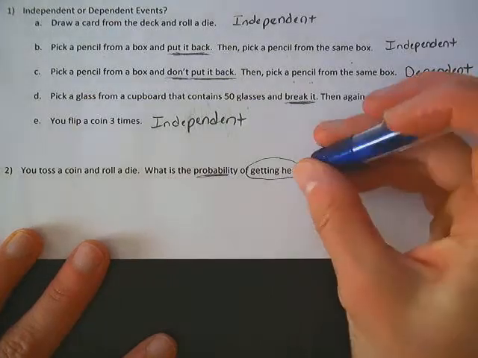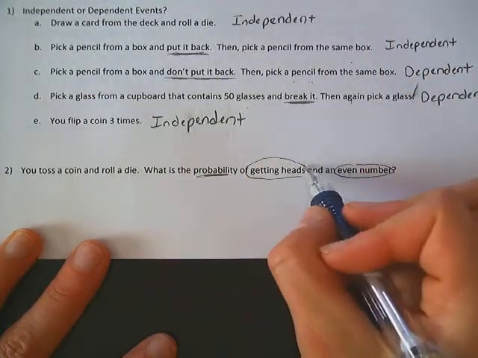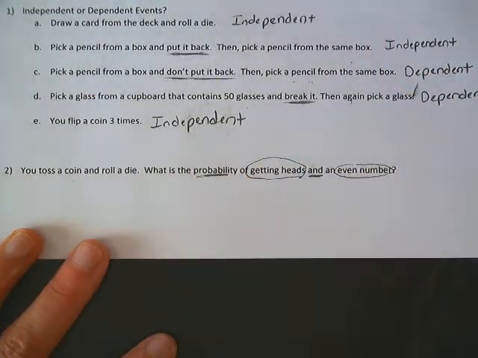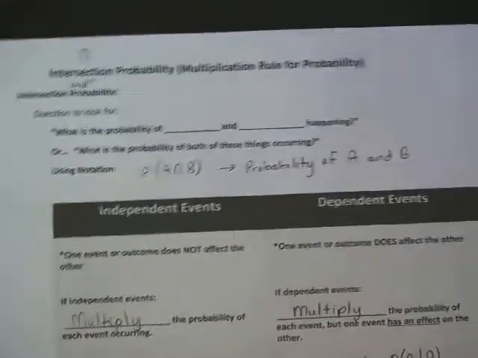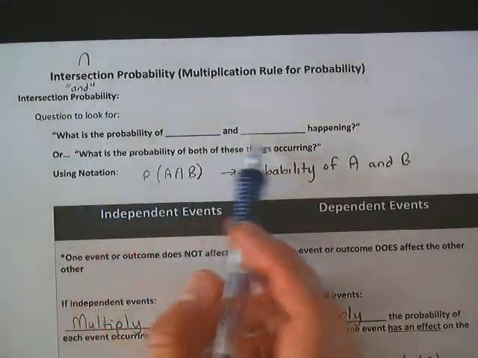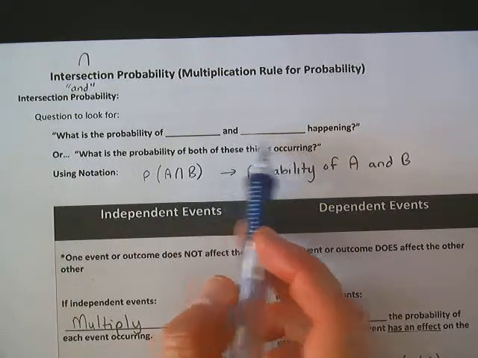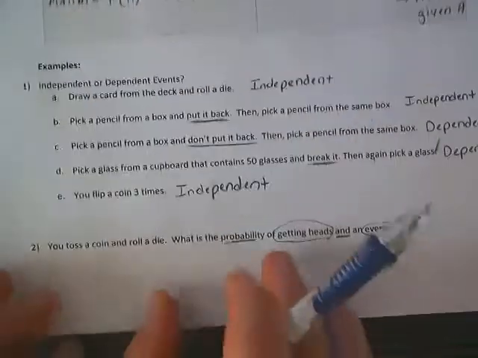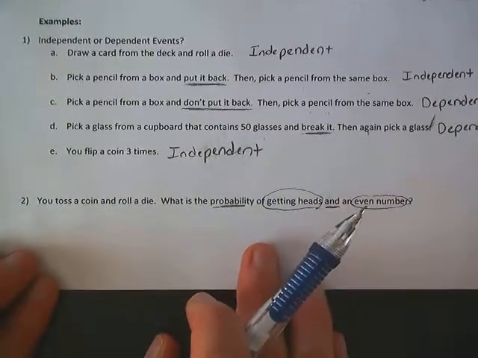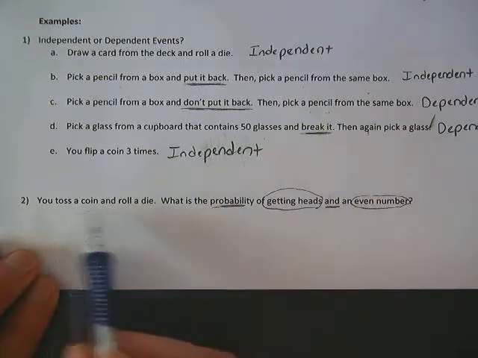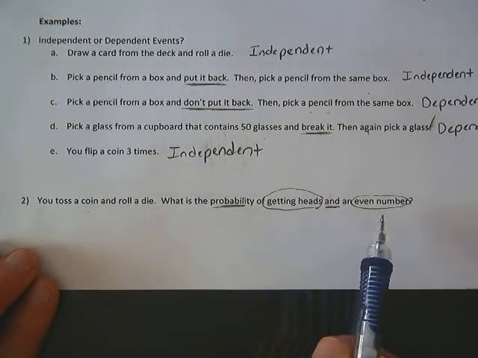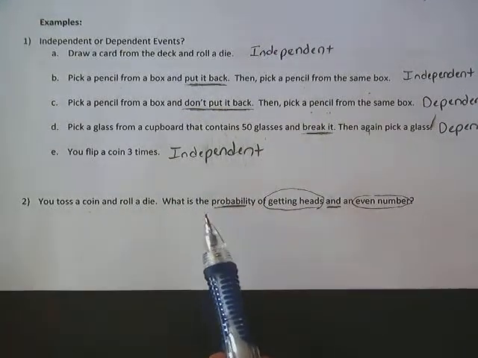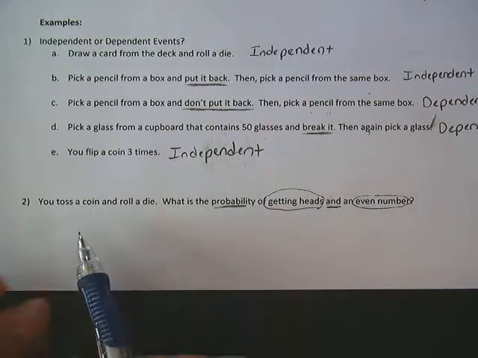And it's saying, what's the probability of this and that happening? So if you remember earlier, I said that's kind of the question you're looking for, right? What's the probability of this and that happening? So we know, number 1, it is an intersection problem. And so remember, you have to look at these 2 events and you have to think to yourself, are they independent or dependent? Are they affecting each other or not?